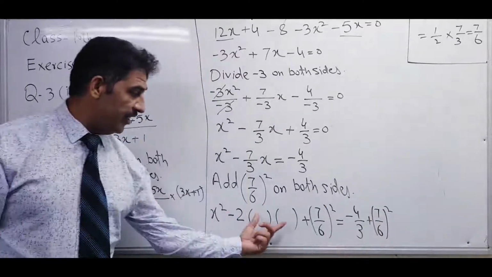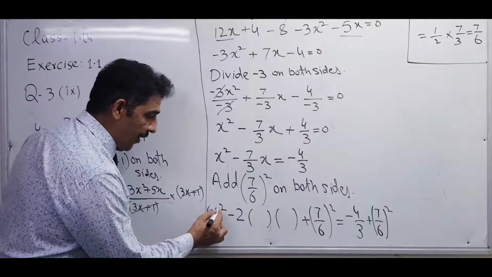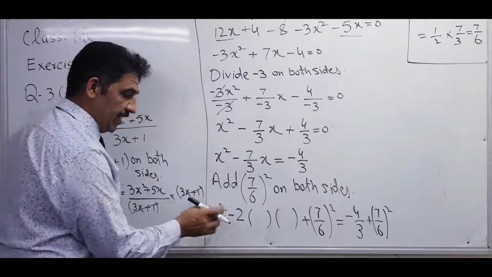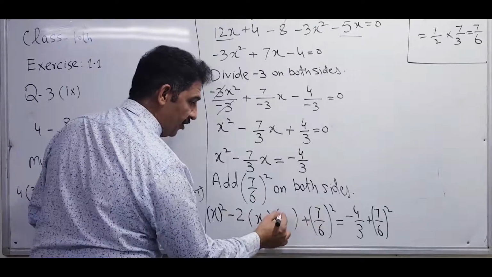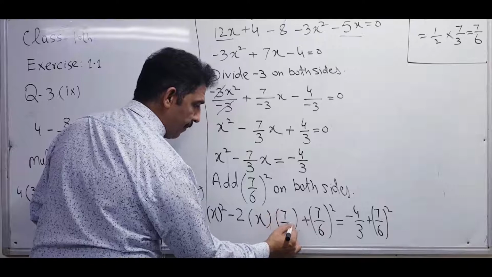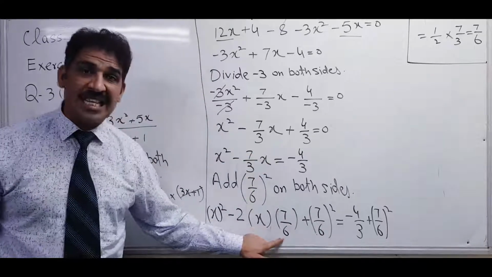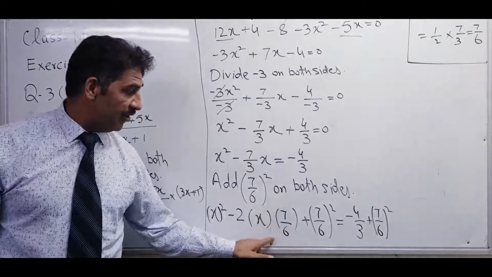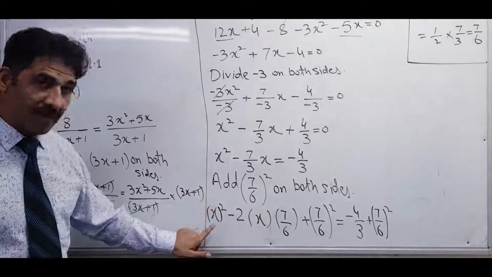I told you to fill these two brackets by checking these two numbers. In this bracket, x, write x. What is here in this bracket? 7 over 6. Why? Because when you simplify, 2 3s are 6, so 7 over 3, that is the same thing. Here, that is the formula.